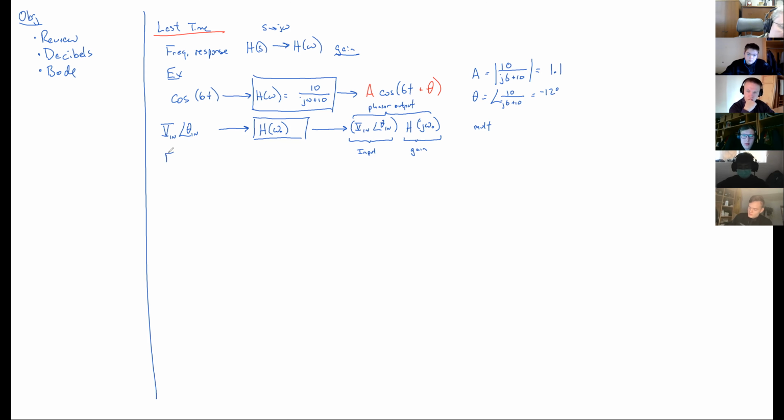So let me give one slightly more complicated example of that. You've got, say, a 12 cosine of 2t plus 6 degrees. And we want to see what this transfer function does to it. So we convert it into a phasor. We're going to evaluate our transfer function at omega equals 2, which turns out to be 0.1 at an angle of minus 10 degrees.